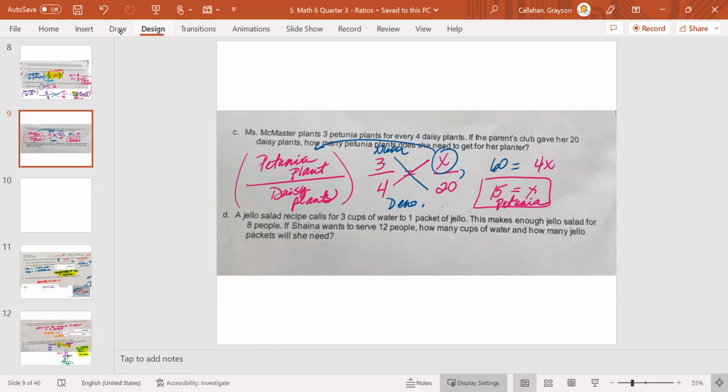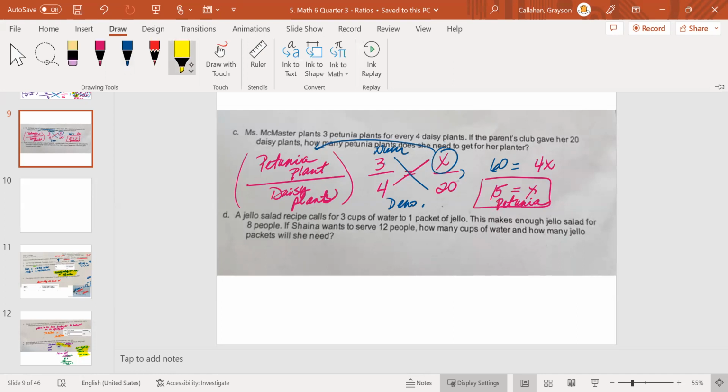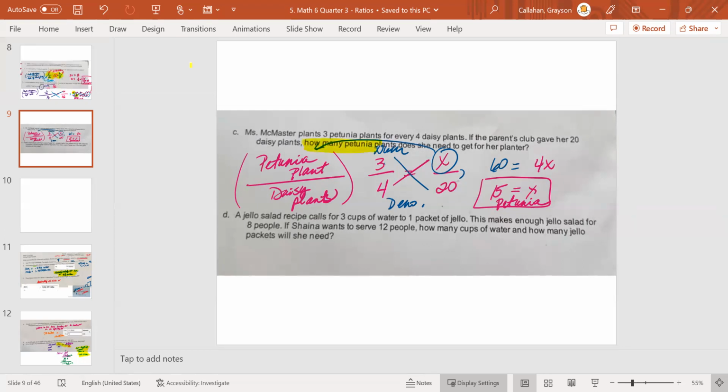And also, if you're not sure, Grayson, don't just guess. It says if the parent club gave her 20 daisies, they gave her 20 daisies, how many petunia? Go back to the question. Okay? Okay, D, read that for me, please.